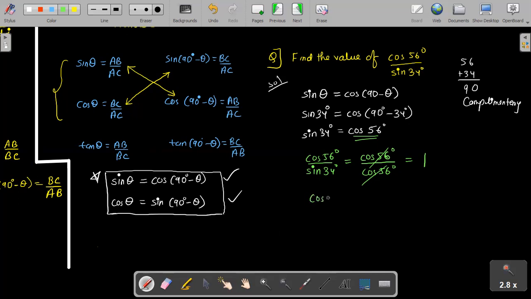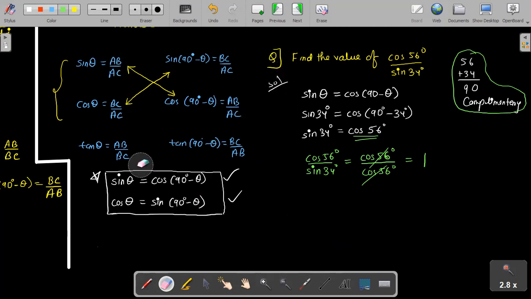Suppose the question was like this: cos 60 degree divided by sin 30 degree. Then you should directly use those values from the table and try to see which numbers cancel and get the final answer. When such values come, you check whether they are complementary angles, and then you can use these sin and cos ratios, and after that solving it will be easy. So we solved one question based on this ratio.